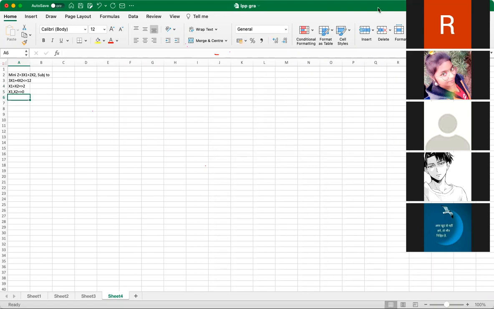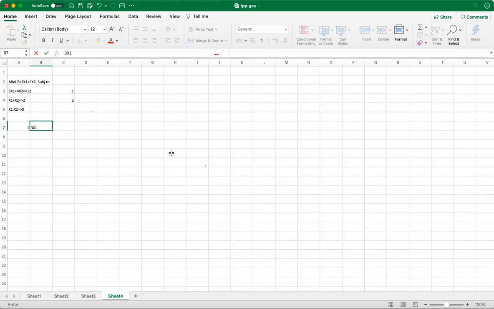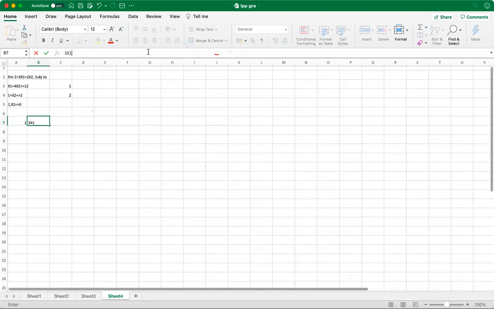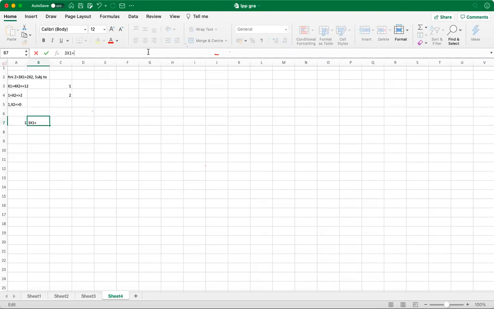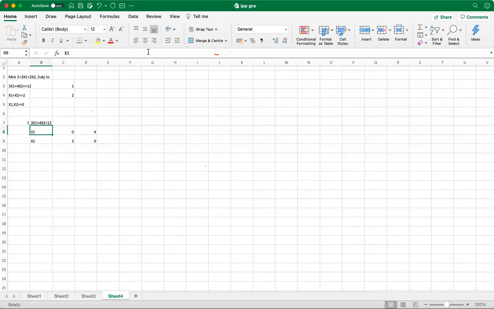Now I want you to go through this problem fully. Look once. 3x1 plus 4x2 equal to 12. Okay, so I will say x1, x2: 0, okay, and this is going to be 3, 0, and this is going to be 4. Right? Following?